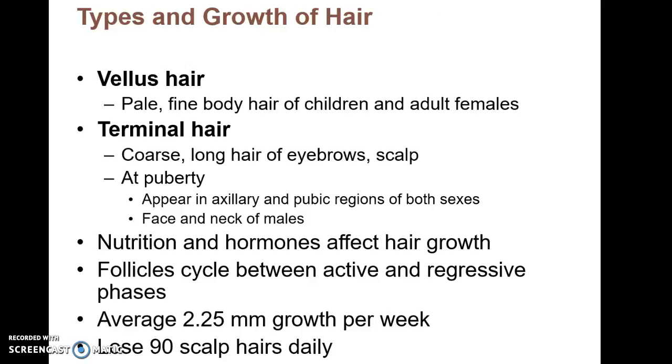All right, so we have two types of hair growth. Your vellus hair is going to be pale, fine body hair, usually located on children and adult females. Terminal hair is going to be the coarse hair, like of our eyebrows, our scalp, and in your pubic area. At puberty, there appears to be a stimulation in the androgens or testosterone production.